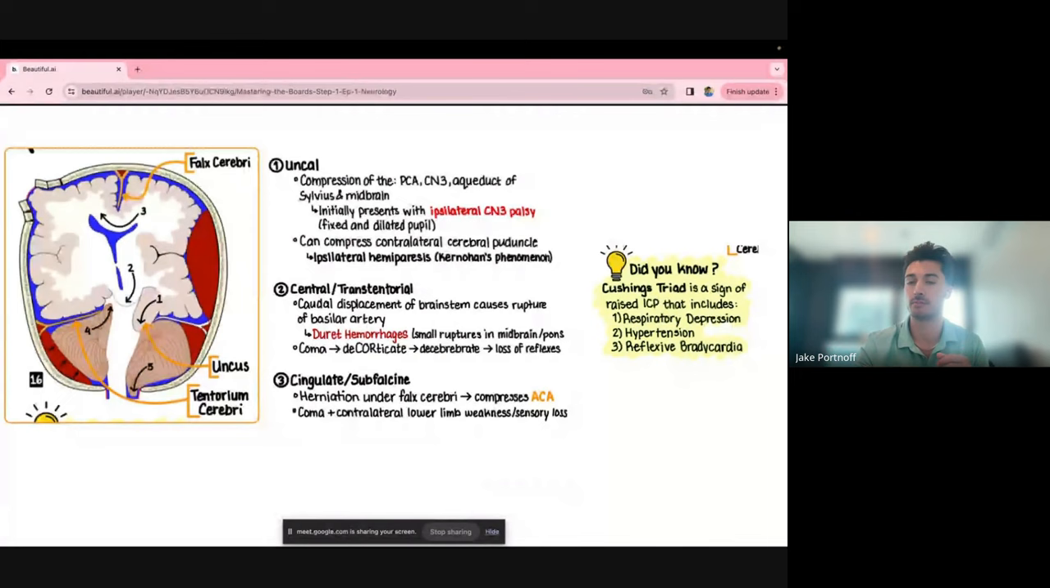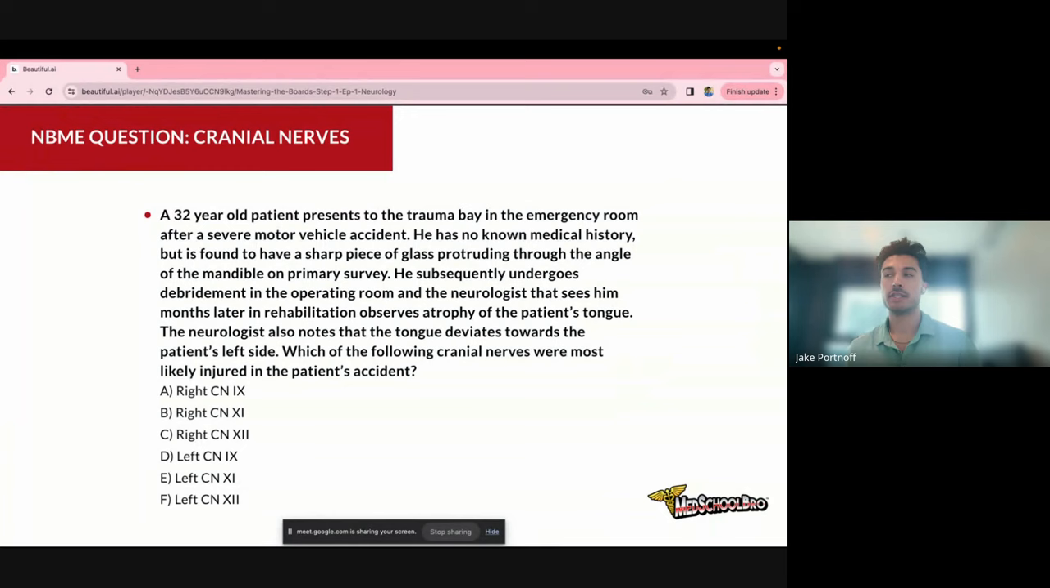Now, let's move on and do another cranial nerve integration with an NBME-style vignette, okay? A 32-year-old patient presents to the trauma bay in the emergency room after a severe motor vehicle accident. He has no known medical history, but is found to have a sharp piece of glass protruding through the angle of the mandible on primary survey. He subsequently undergoes debridement in the operating room, and the neurologist who sees him months later in rehabilitation observes atrophy of the patient's tongue. The neurologist also notes that the tongue deviates towards the patient's left side. Which of the following cranial nerves was most likely injured in the patient's accident?